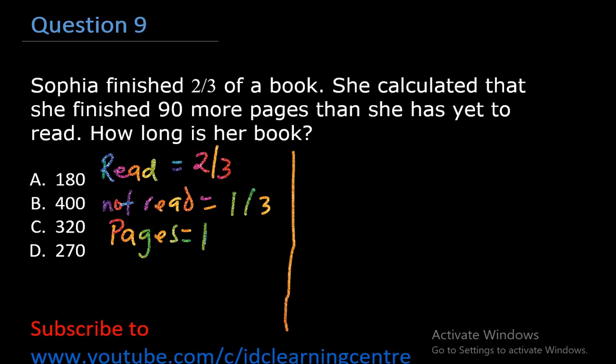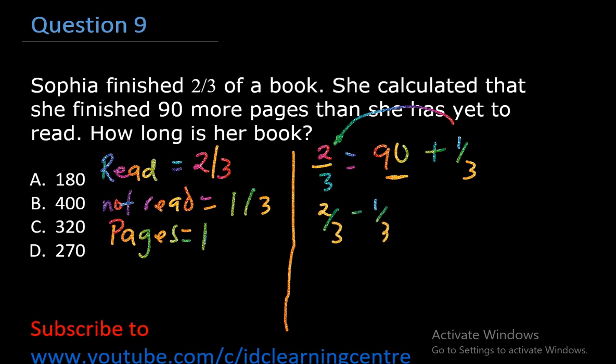If you look at the instruction, she calculated that she finished 90 more pages than she has yet to read. It simply means that this 2/3 is equal to 90 plus the 1/3 she has not read. So let's find the fraction that this 90 represents. We move this fraction to the left-hand side. So 2/3 minus 1/3 is equal to 90. 2/3 minus 1/3 will give you 1/3. 1/3 is equal to 90.